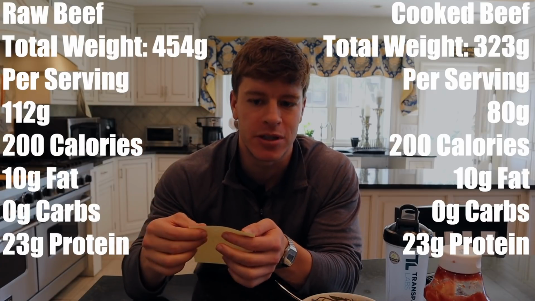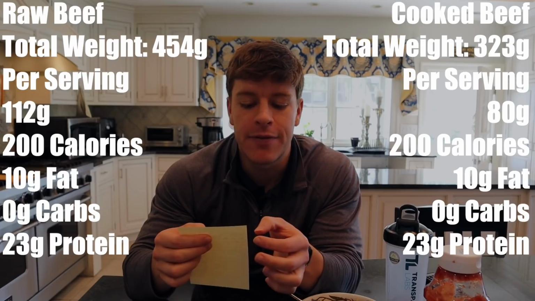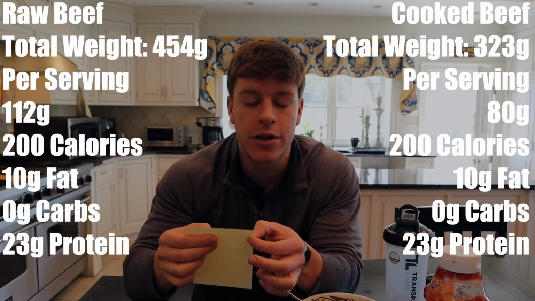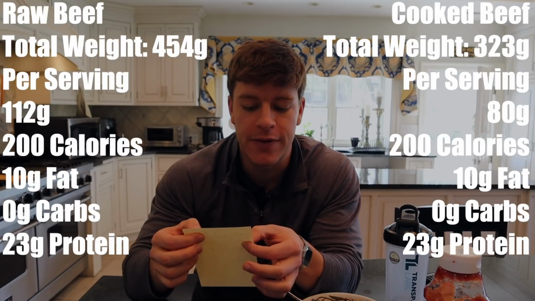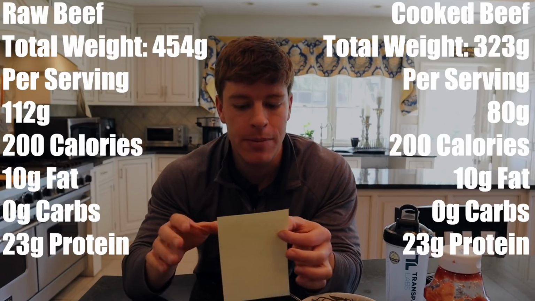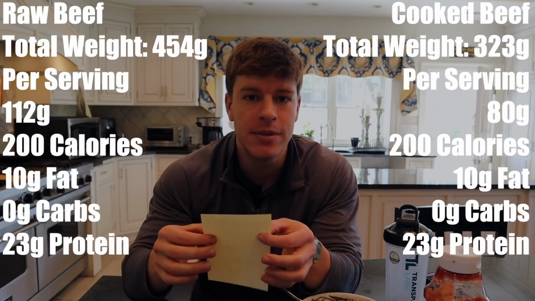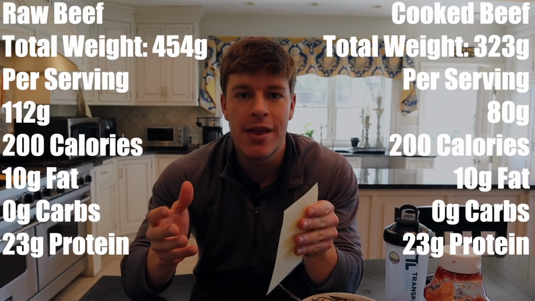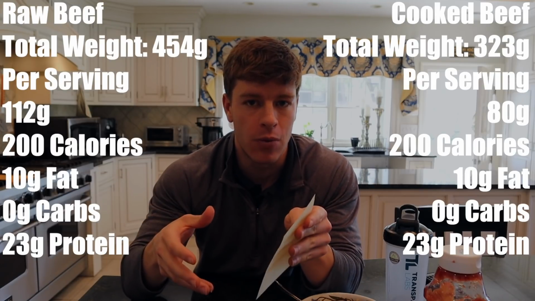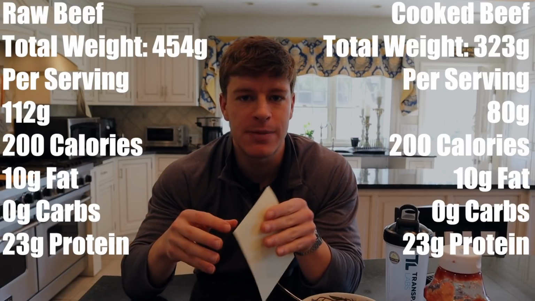I'll go ahead and throw this all up on the screen so you guys can see it easier. So that means if 112 grams of uncooked beef gives you 200 calories, then 80 grams of cooked beef gives you 200 calories. So that's a pretty big difference of about 30 grams. So if you're always weighing one way or the other, just be consistent and know that the cooked weight is gonna be less than the raw weight, and just keep track of it. MyFitnessPal should do a great job.